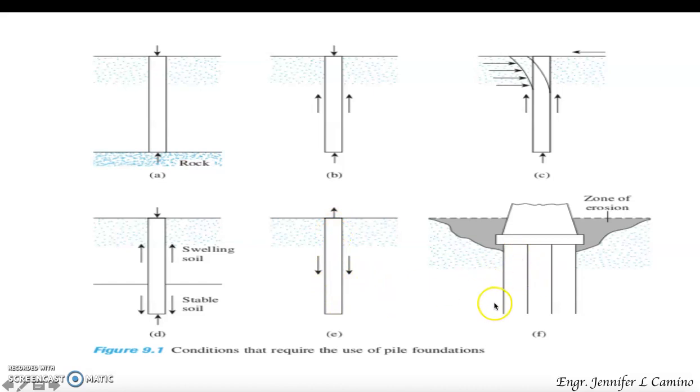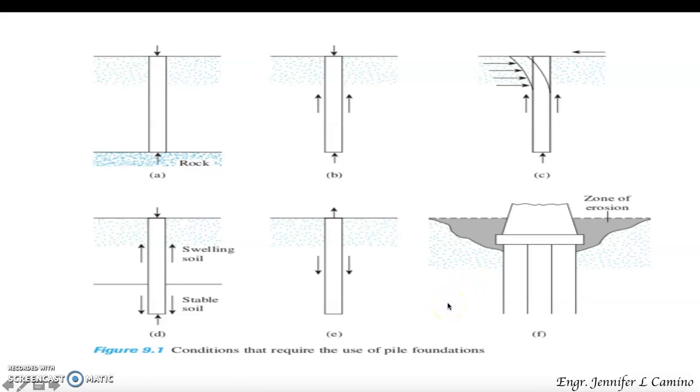For this one, this is bridge construction. Bridge abutments and piers are usually constructed over pile foundations to avoid the loss of bearing capacity that a shallow foundation may suffer because of soil erosion at the ground surface. So these are conditions that require the use of pile foundation.